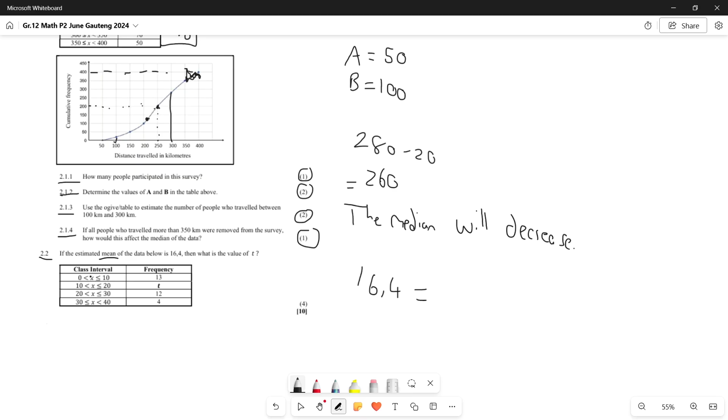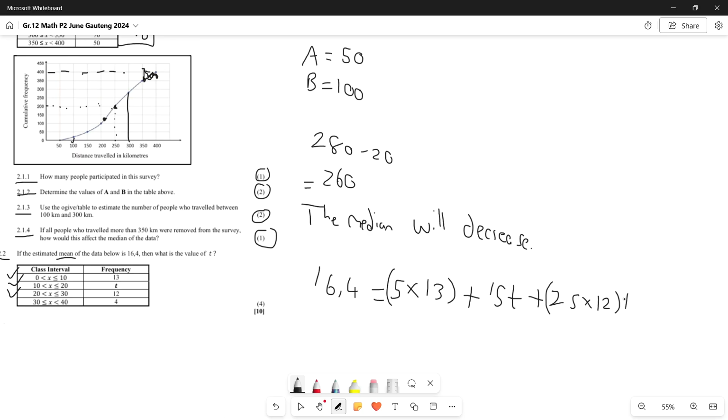So the midpoint of 0 to 10 is 5. We're going to write 5 and multiply that by the frequency, 13, and then repeat that with each row. The midpoint between 10 and 20 is 15, and 15 multiplied by t is 15t. Then the midpoint of 20 and 30 is 25, and 25 multiplied by 12 is the next value. In the last row, the midpoint of 30 and 40 is 35, and 35 multiplied by 4 is what we write down.